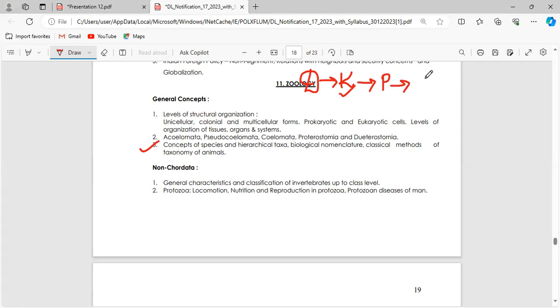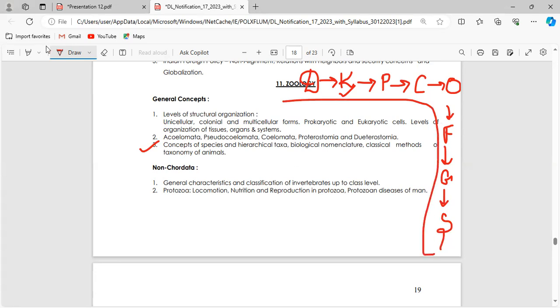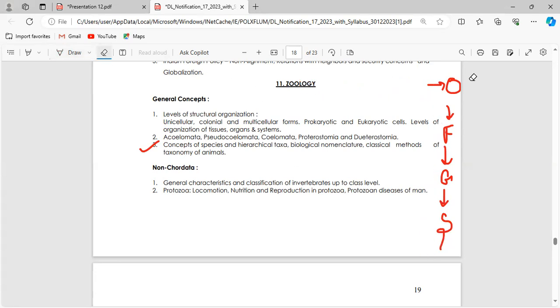After the phylum, each phylum has many classes. Each class has many orders. Each order has many families. Each family has many genera. Each genus has many species. This is the hierarchy of taxonomical classification. You want to know this. These are all the basic general concepts before non-chordata. All the 9 phyla are said to be non-chordata.